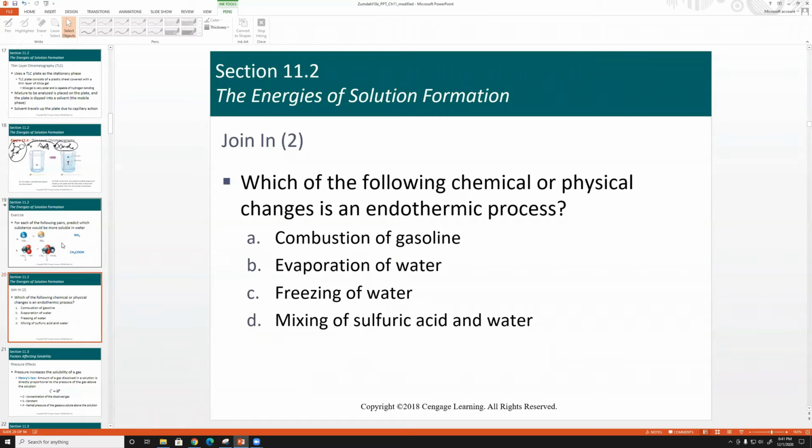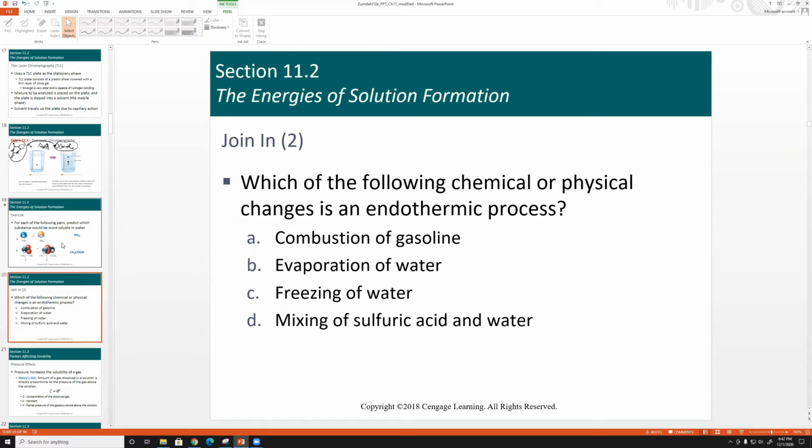All right, so which of the following chemical or physical changes is an endothermic reaction? This is kind of random, but it applies. So what do you guys think? Combustion of gasoline, is that going to be endothermic or exothermic? That's going to be exothermic, right? And we have an answer. Alex says B, and that is correct. I think we all got the point here, so I'll explain them. Obviously combustion of gasoline is going to be exothermic. We're releasing a ton of heat. We're burning something.